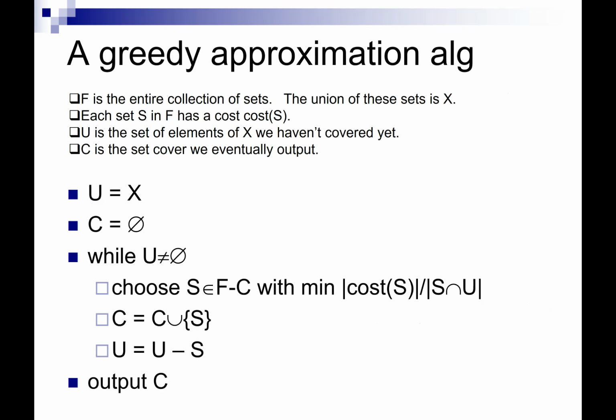The algorithm for doing this is as follows. Initially you have a collection of sets, which is called F, and the set of points is called X. Each set has a cost, which is cost of S. As we run this algorithm, we're going to cover more and more points, or elements, and U is going to be the set of uncovered elements, the elements that we still have not covered yet.